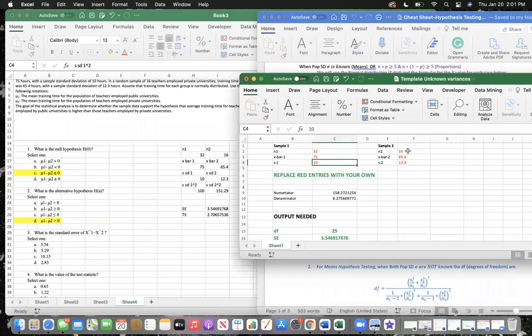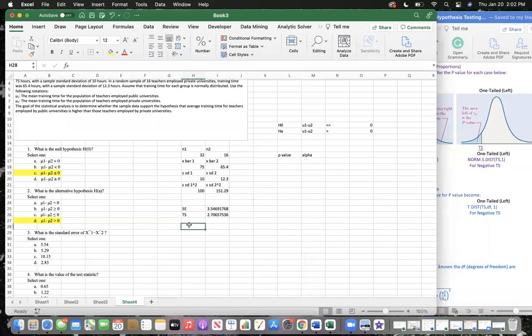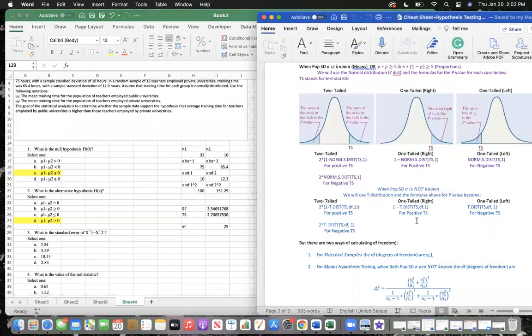So that's okay. Let's go to our N2. It's 16. So that's already 16. X bar 2, 65.4. That's also already there. And standard deviation 2 squared, 12.3. That's already there as well. So this automatically gives us our output. So our degrees of freedom should be 25 for this problem. So I'm just going to minimize this right here and put DF, and our degrees of freedom we said is 25. So there we go. Now we have everything we need to solve this problem.